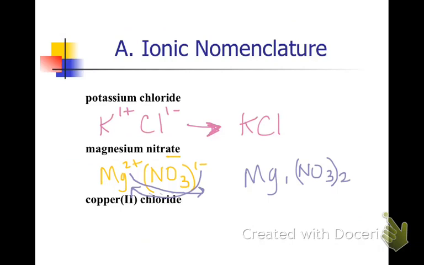Now, 1s are understood as subscripts. If you have identified the symbol, in this case magnesium, and there's only 1 ion of it, I do not write the 1. So I'm erasing the 1.